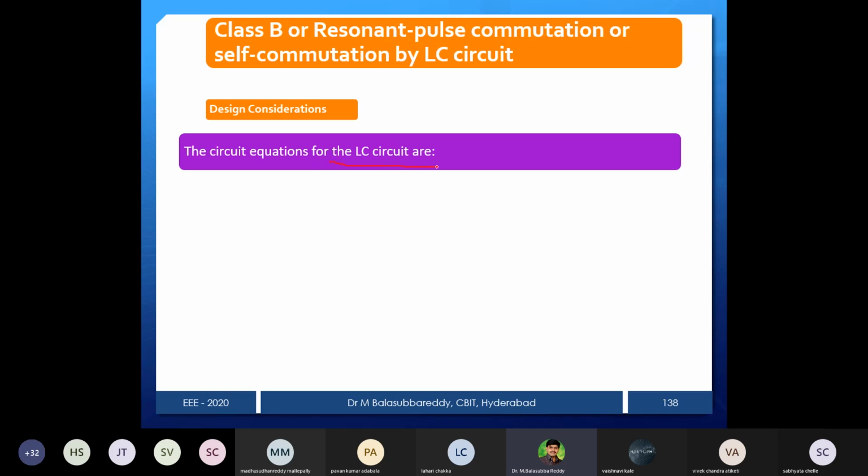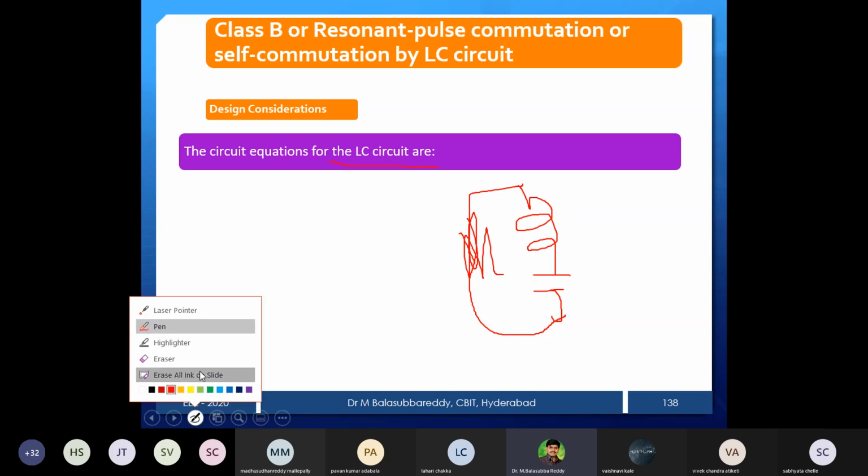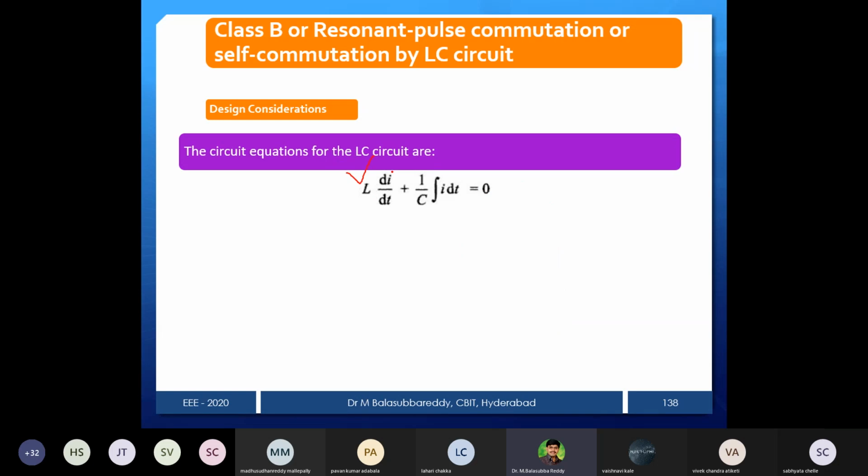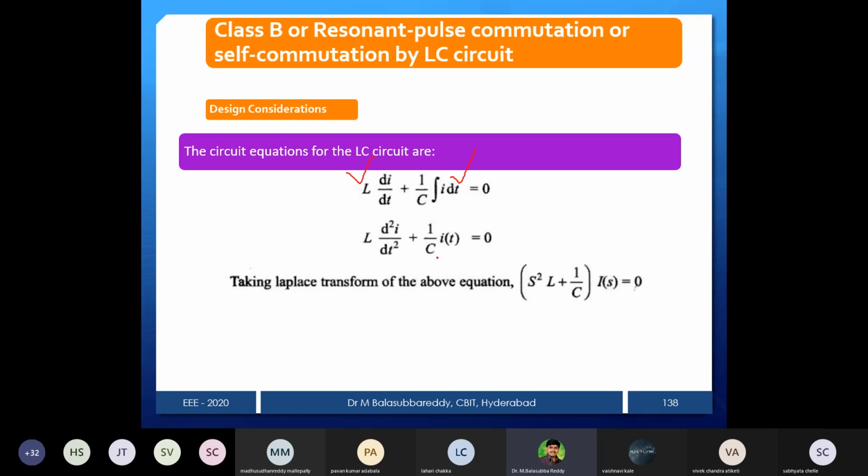For the equation, because there is an inductor and then a capacitor, once the thyristor is on, this is our equivalent. The thyristor is on, it is in parallel with the L and C, so you write the voltage equation. Once you write the voltage equation, L and C, that is equal to 0. From that I want I. We can see that it is a second order system: S square L plus 1 by C into I of S is equal to 0. From this I of S, take the inverse Laplace, then from that I of t.